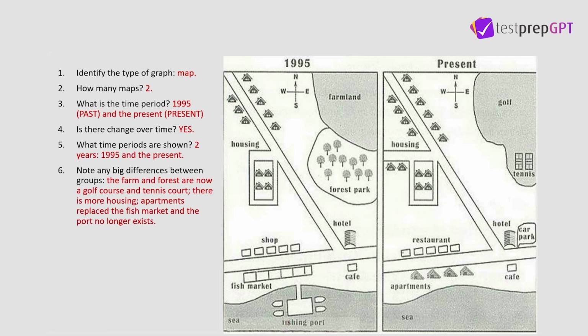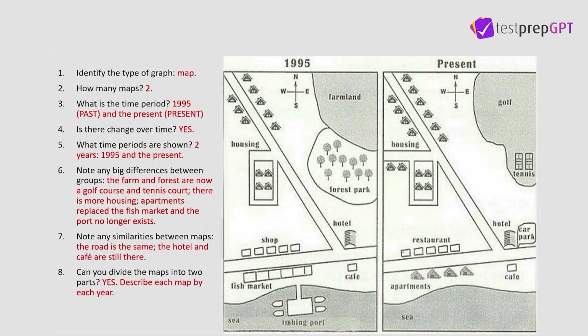In 1995, on the map, the farmland is now gone. In the present time, there's more housing on this map. The forest park has disappeared. There are new restaurants, and the fish market is gone, replaced by apartments in today's map. Similarities: the road is still somewhat the same, and the hotel and cafe are still there.